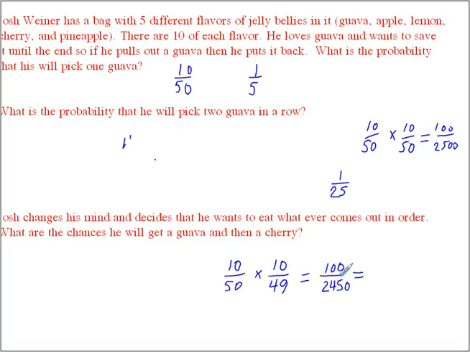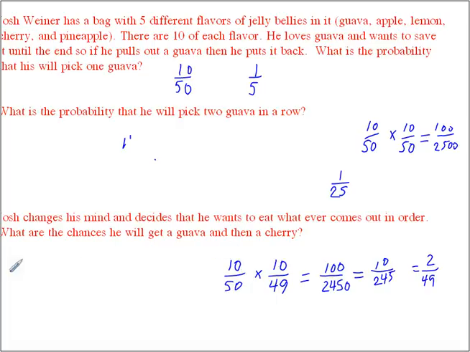When we did that, obviously it ends up being a little bit different. And this would be the same even if he pulled out a guava and then a guava the second time. It would change a little bit, actually. So let's do that problem. If he were to come up with 2 guavas in a row, this would simplify by 5, so let's go ahead and do this.